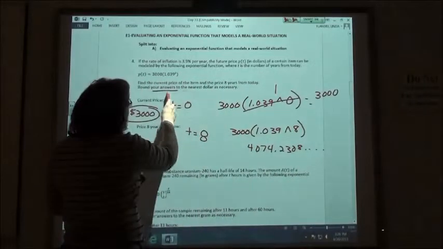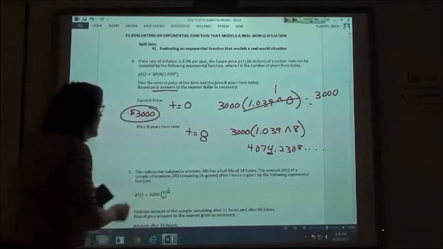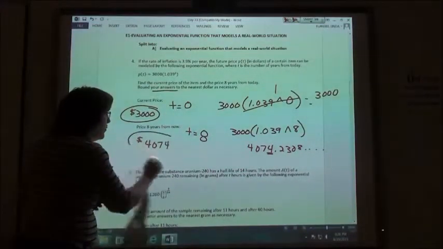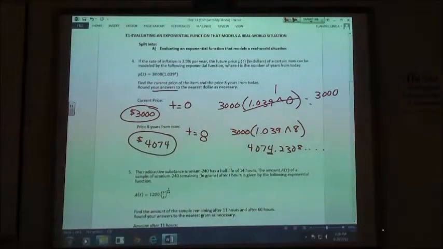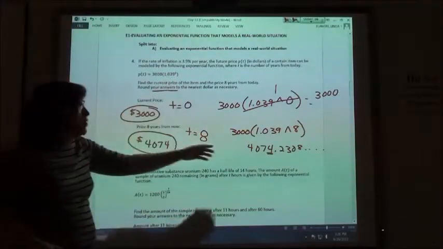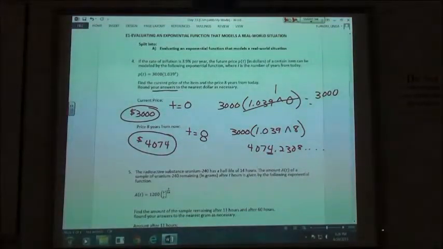We are rounding our answer to the nearest dollar. So I'm rounding it off. There's a 2 behind there. So 8 years from now, $4,074. Okay, so not too bad on that one. Notice the T was inside the parentheses here, and so we kept it inside the parentheses when we did our calculation.